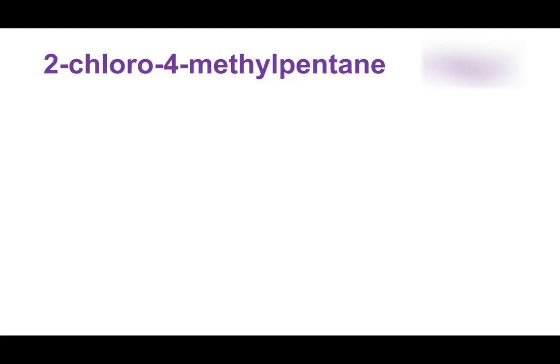Let's draw the structure for 2-chloro-4-methyl pentane. Pentane right here tells us that there are 5 carbons. Ane right here tells us that there are only single bonds between carbons. Okay, so let's draw the 5 carbons.